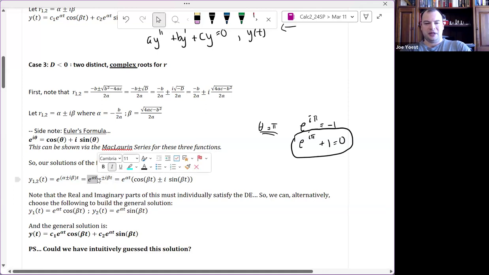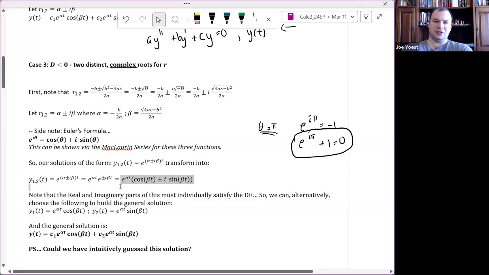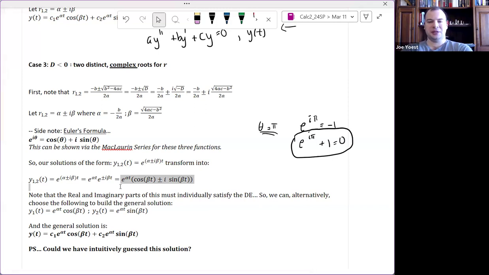And e to the plus or minus i beta t can turn into cos of beta t plus or minus i sine beta t. Cosine is an even function. It gets rid of the plus or minus. Sine is an odd function. The plus or minus just passes through sine.